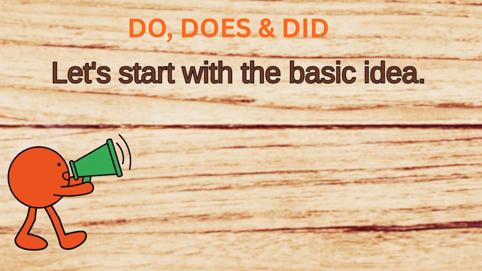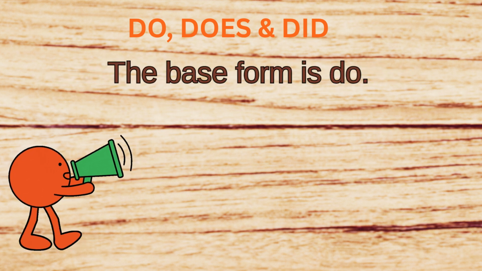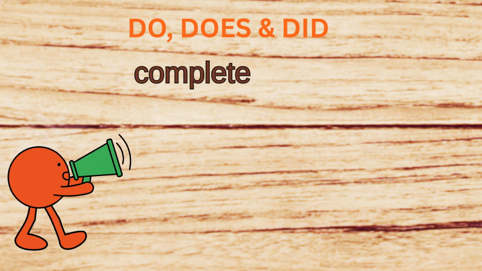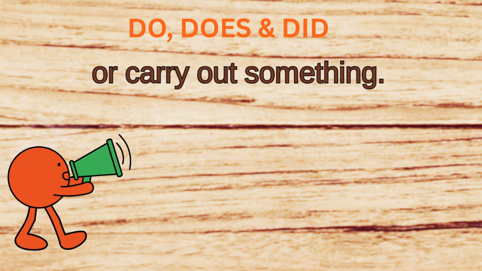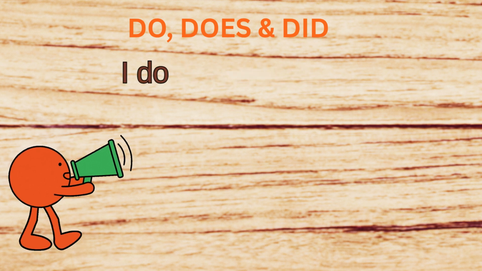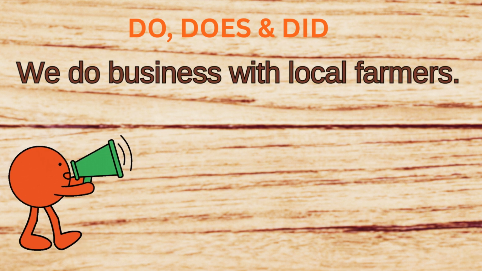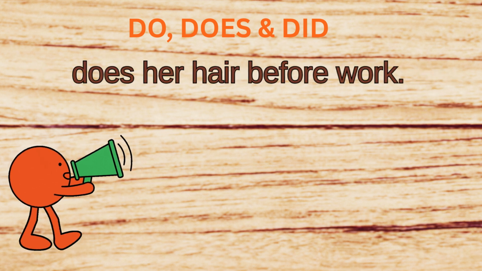Let's start with the basic idea. The base form is do. Do means to perform an action, complete a task, or carry out something. For example, I do my homework every evening. We do business with local farmers. She does her hair before work.